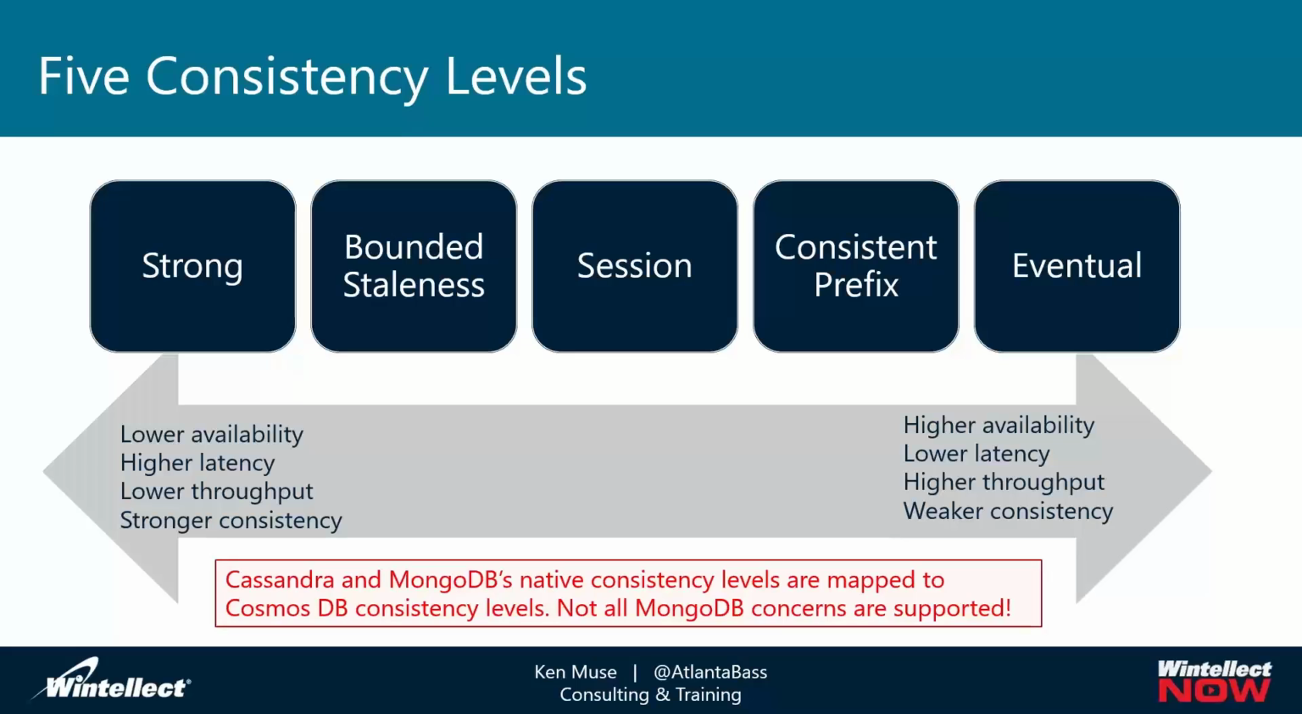It's interesting to note that Cassandra and MongoDB's native consistency levels are mapped to CosmosDB, although not all of MongoDB's concerns are fully supported today. So for you MongoDB developers, you'll want to review that table in the Azure Docs to see how that may align to what you're doing today in terms of the Mongo consistency models versus Cosmos.